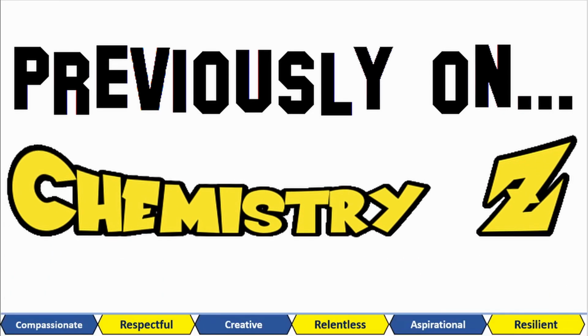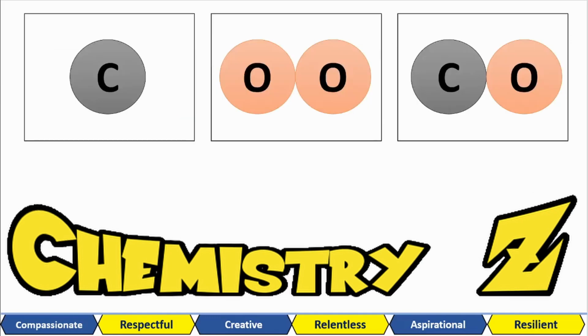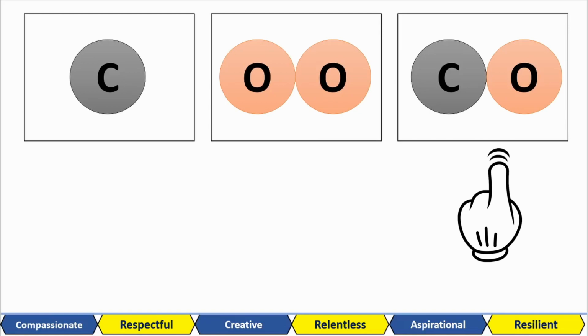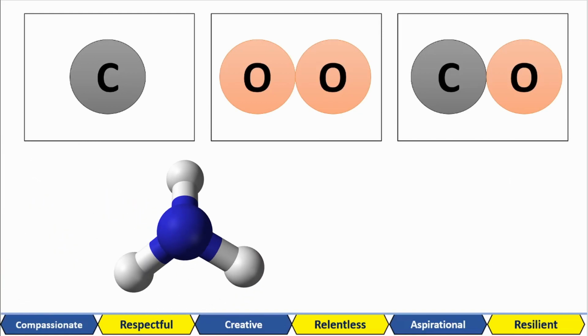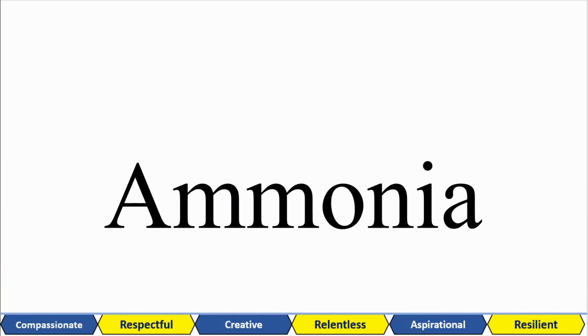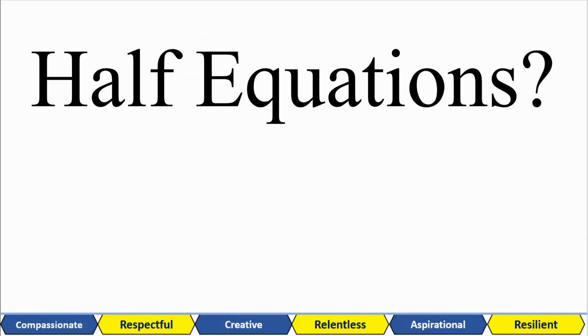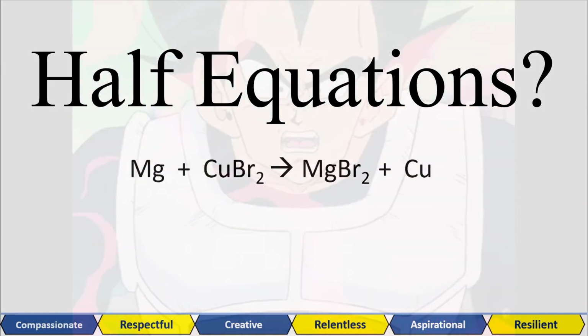Previously on Chemistry Z. We looked at the differences between atoms, elements and compounds. We also looked at how to name several different types of chemicals. And although it looked peak for our heroes when they attempted to write half equations, this isn't even my final form.